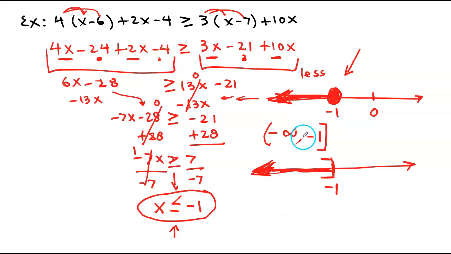So graph, inequality, set builder notation. The set of all x such that, bring my inequality, x is less than or equal to negative 1. The set of all x such that x is less than or equal to negative 1. And I'm done. Solve, graph, interval, set builder notation.